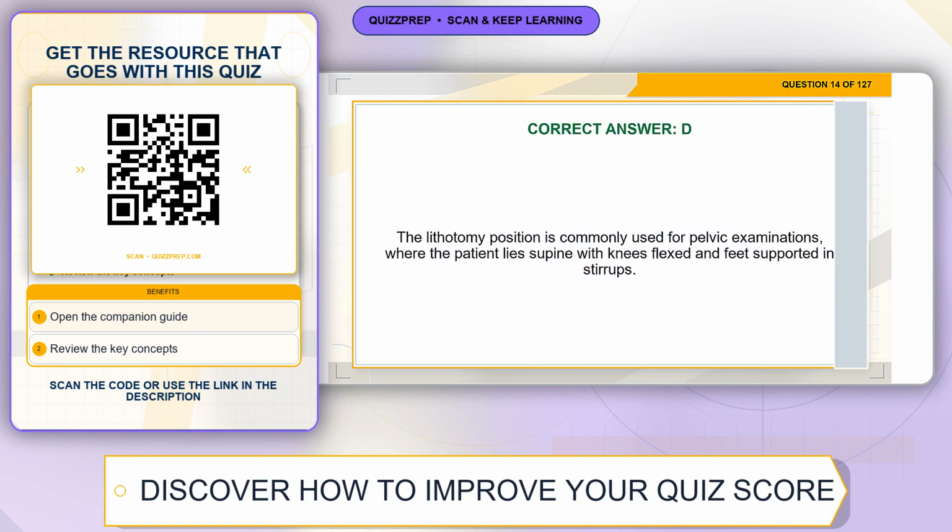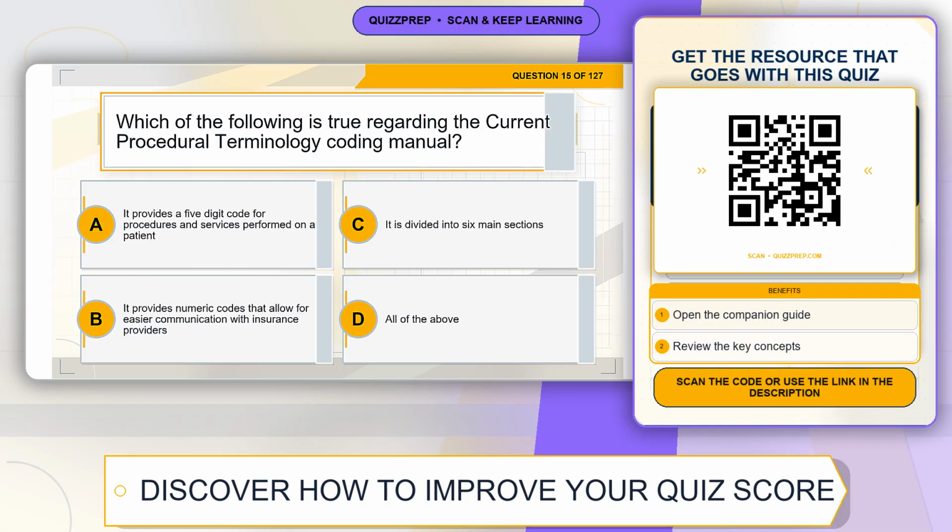Explanation. The lithotomy position is commonly used for pelvic examinations, where the patient lies supine with knees flexed and feet supported in stirrups. Question 15. Which of the following is true regarding the current procedural terminology coding manual? Option A, it provides a 5-digit code for procedures and services performed on a patient.